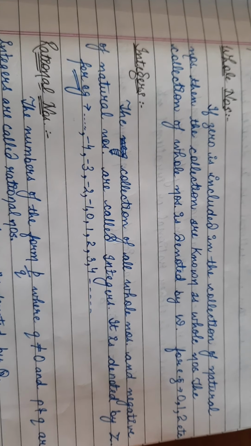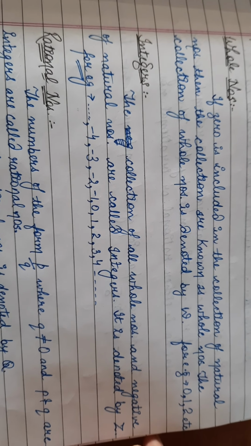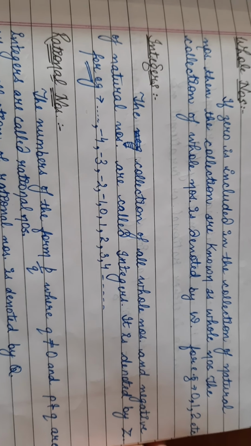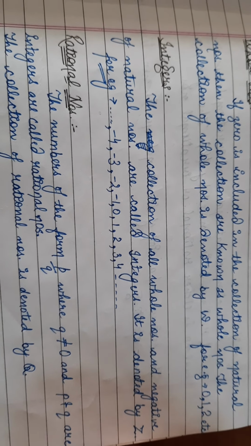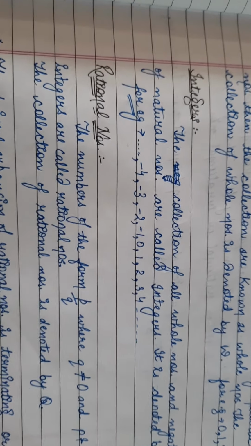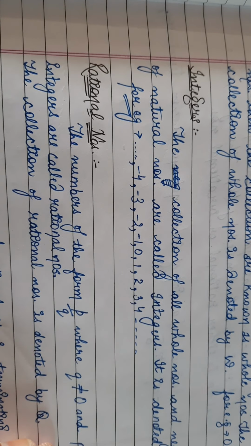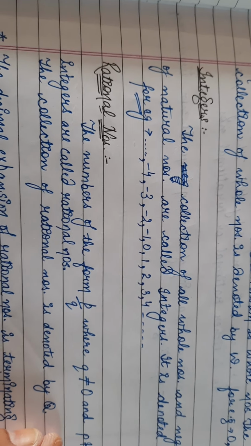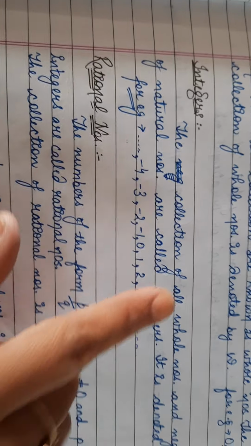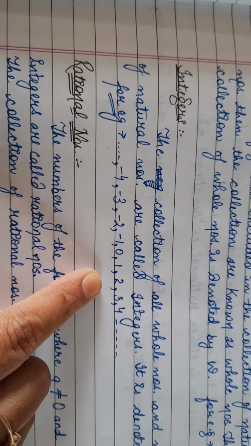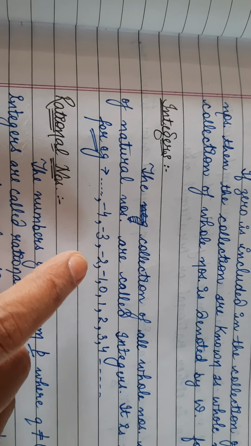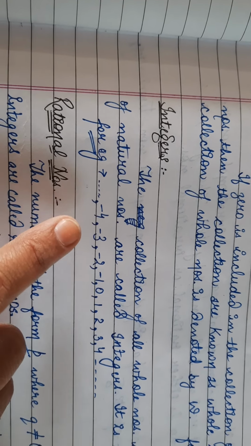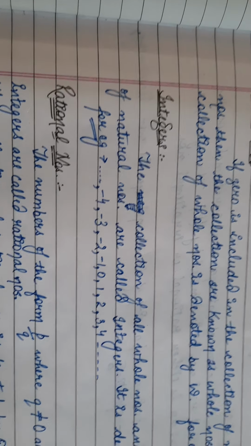So now the integers contain all whole numbers and the negatives of all natural numbers. This collection is denoted by Z. Some examples are 0, 1, 2, 3, 4 and so on. From 1 we have the positive integers, and if we write the negative integers: minus 1, minus 2, minus 3, minus 4 and so on.